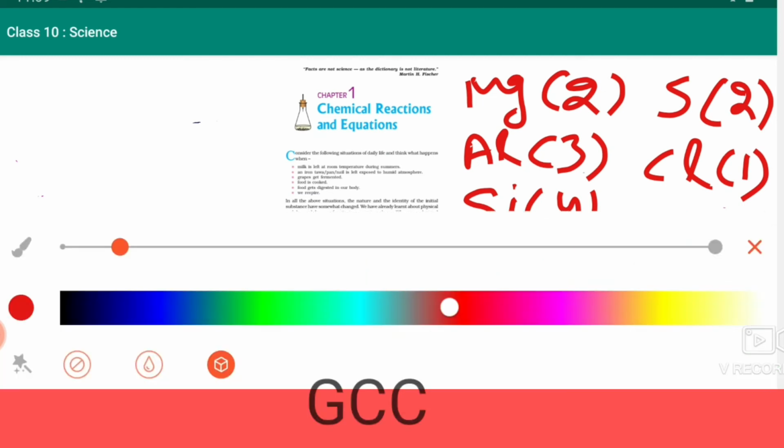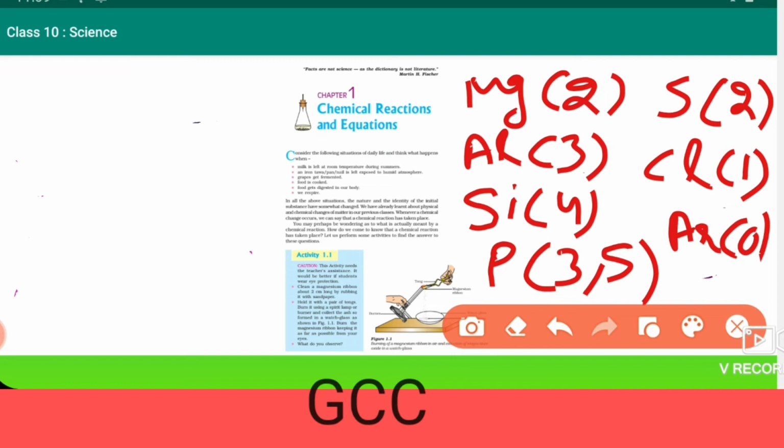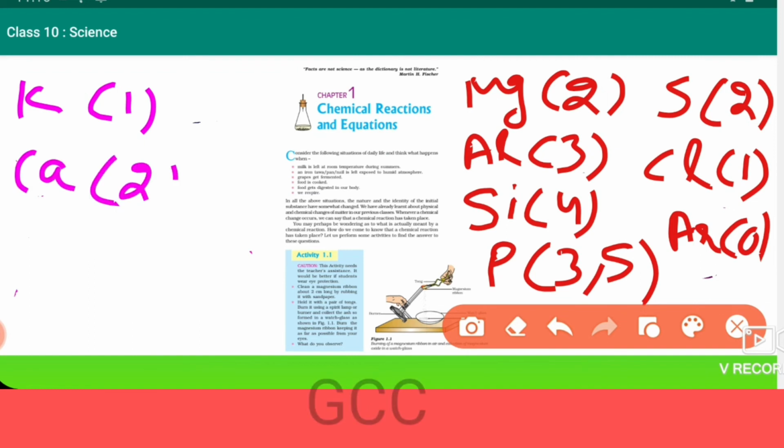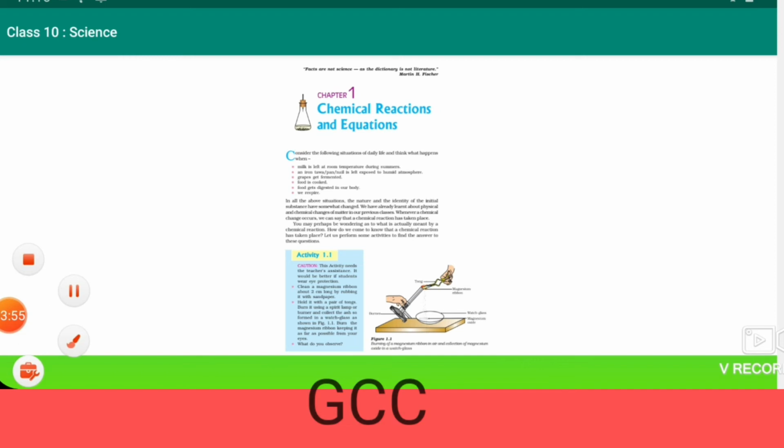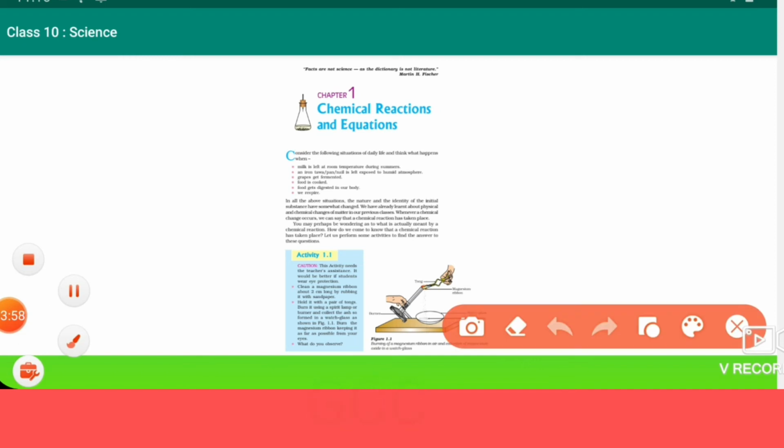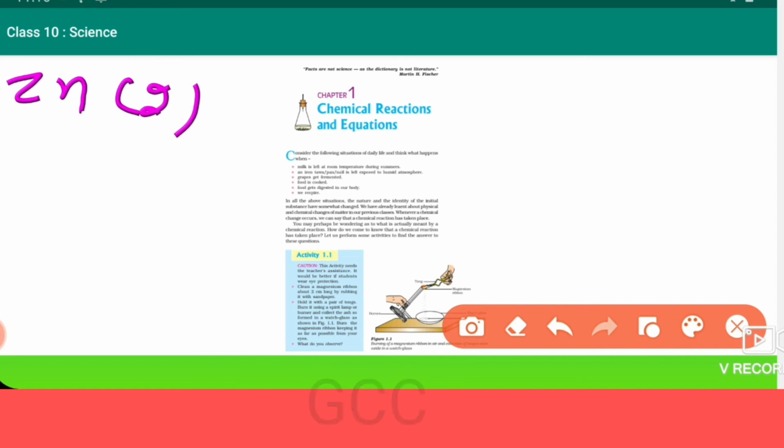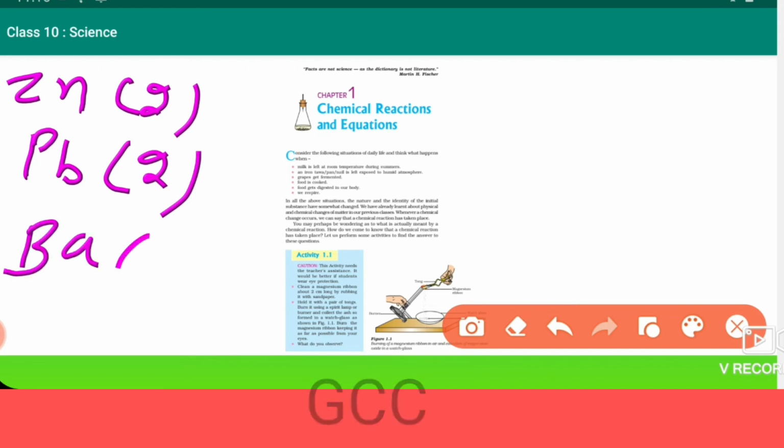Okay students, then after argon, what is there? After argon we have potassium, atomic number 19, its valency is 1, and same way calcium valency is 2. So these are the valencies we should know very well. After that we should know some elements with atomic number more than 20 but used in chemical equations, like zinc. Just remember, zinc valency is always 2. Lead, Pb, valency is always 2. Barium valency is always 2.